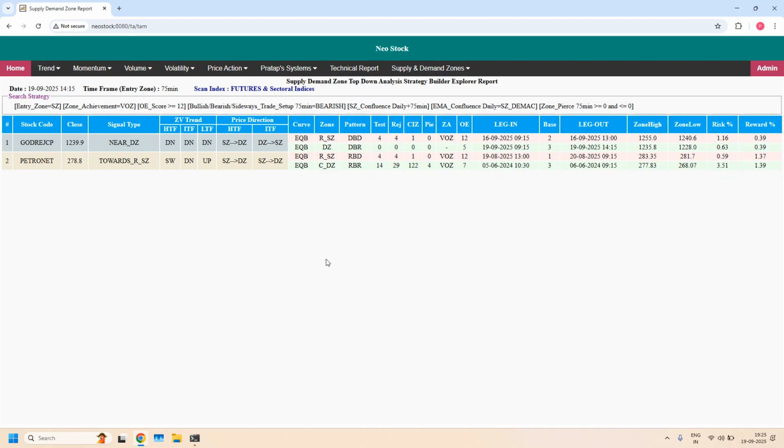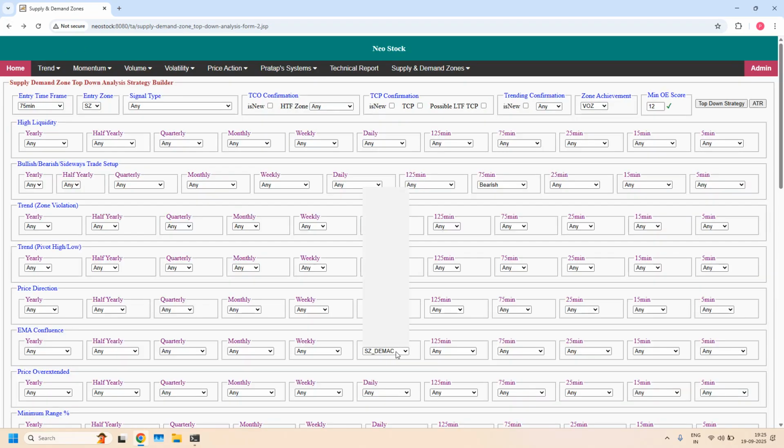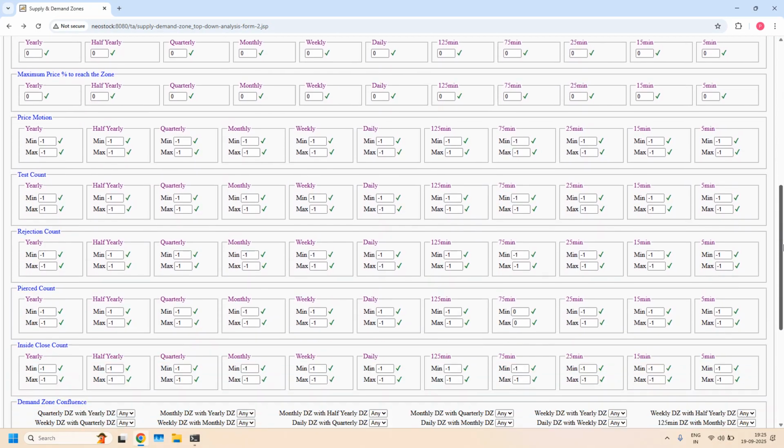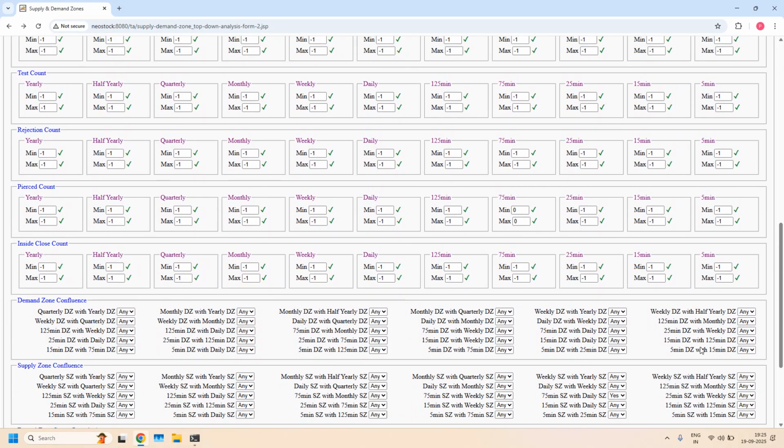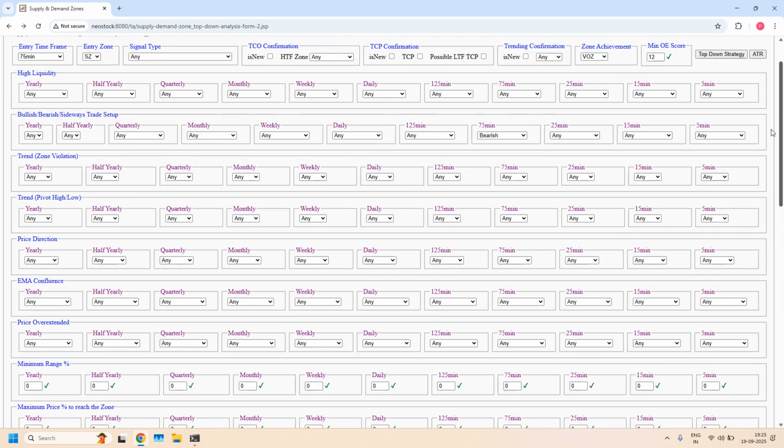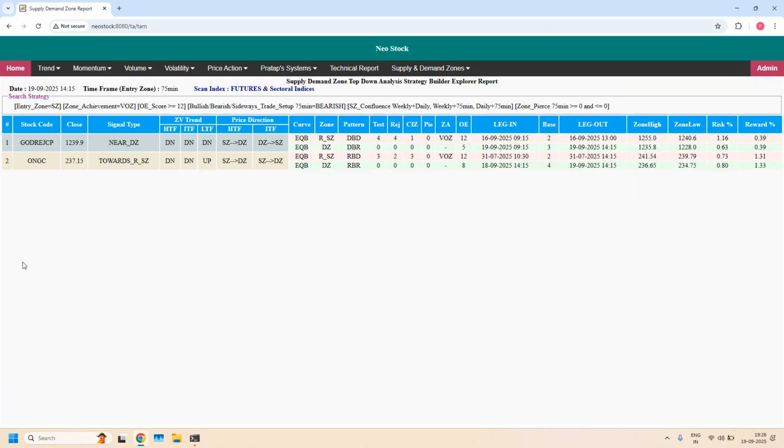Okay, next strategy is LTF, ITF and HTF supply zone Confluence and then HTF EMA Confluence. So I am removing the ITF EMA filter. First, in the supply zone Confluence, I have to set 3 filters. First one, 75 minutes and daily, already enabled. Then 75 minutes and weekly, and daily and weekly supply zone Confluence. With all the 3 filters, we got 2 stocks.